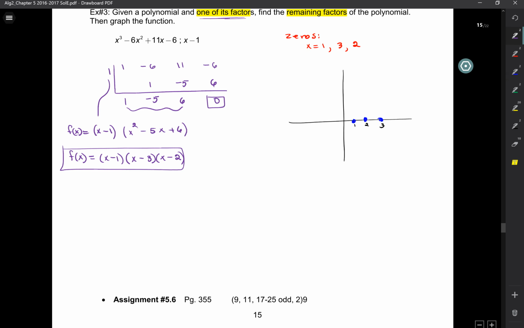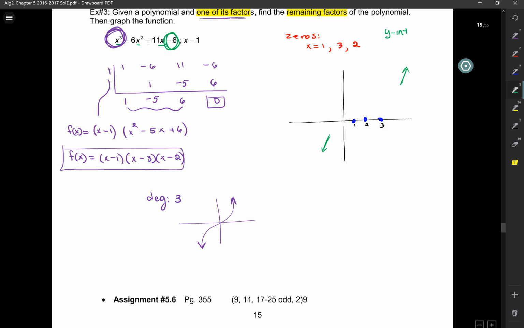Now, here, the leading coefficient is 1 and the degree is 3. Remember, when the degree is 3, it's an odd function, meaning one side of the graph is up and one side of the graph is down. And because this is positive, I know that the right side is up and the left side is down. You can check 5.1 and 5.2 for this. So I know that here on the right side it goes up, and on this side, it's going to go down.